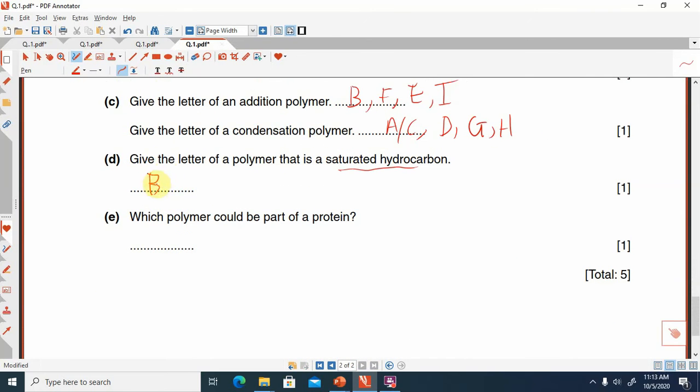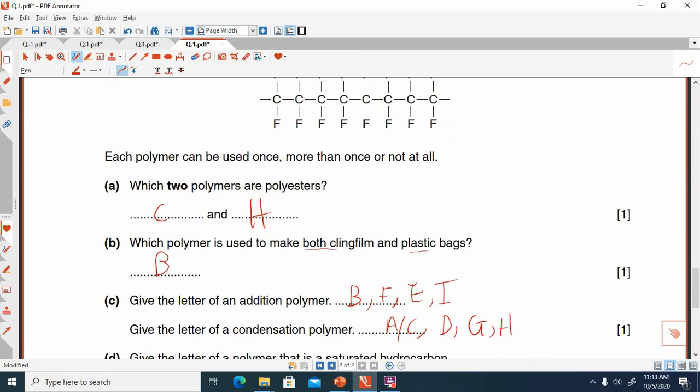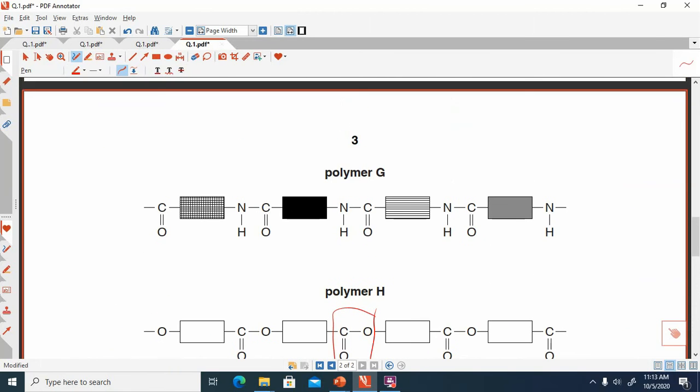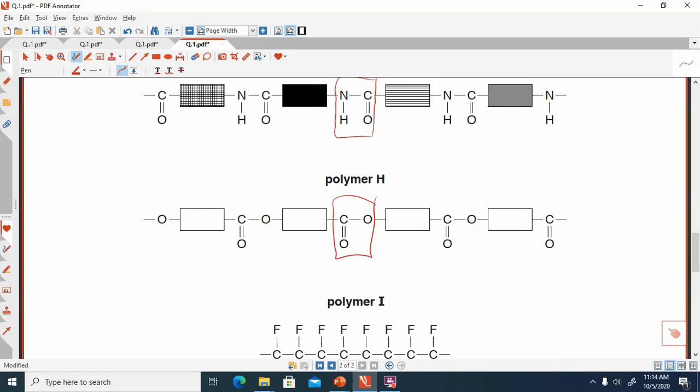The last part is: which polymer could be part of a protein? Look, G is the answer. Why is it G? Look at the linkage, this is the G polymer. It has an amide linkage, a polyamide linkage, right? In protein there is a polyamide linkage, which is present in polymer G. So G will be the answer for this one.